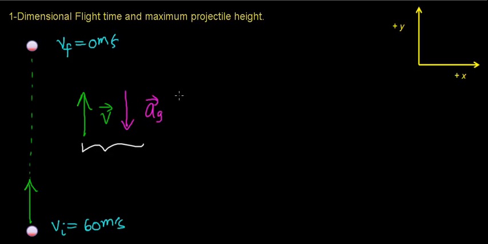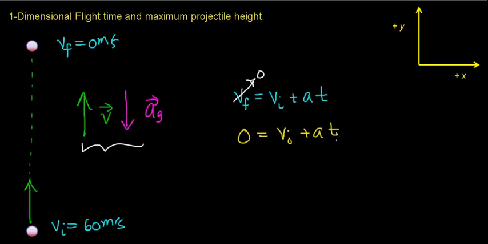Now the first question that we're going to answer is how long this projectile is in the air for. So what we're going to do is use our kinematic equation that says that the final velocity equals the initial velocity of the object plus the acceleration times the time interval over which this object's slowing down. Now in this case, we know our final velocity is 0, so we can rewrite this expression as 0 equals the initial velocity plus the acceleration of the object times the time over which that object's slowing down.